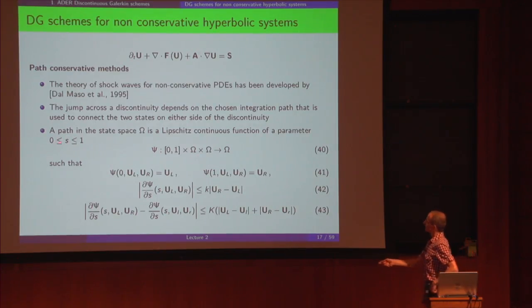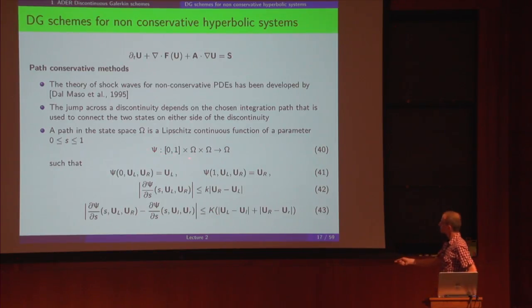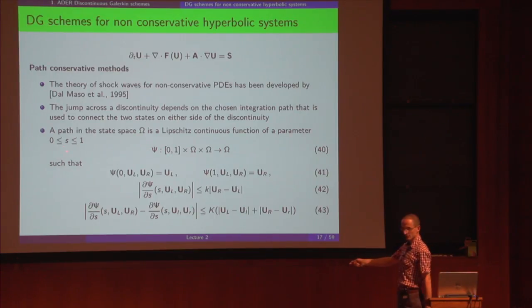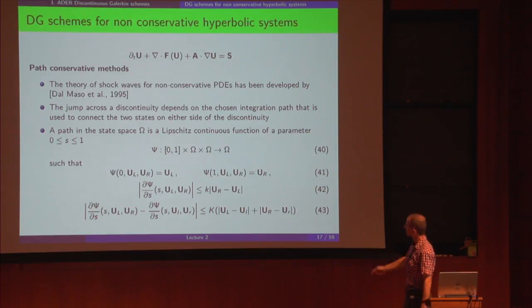So we introduce a path, big Psi, depending on the parameter s from 0 to 1, which connects UL, when s is 0, to UR, when s is 1. It is a path through the discontinuity. It has other mathematical features; we don't need to comment on them. You just read it. It's a Lipschitz continuous function. It has a number of properties.